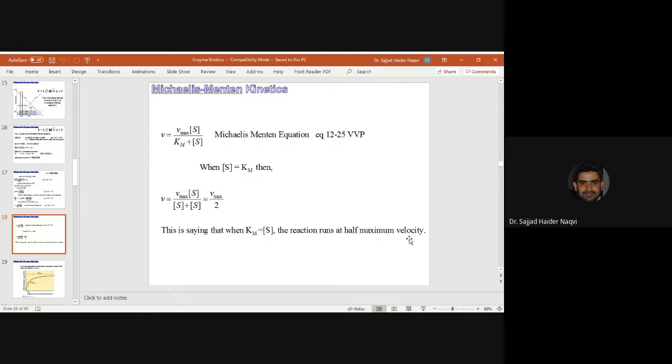And theoretically, I have already told you that Km is that substrate concentration at which half of the maximum velocity is achieved. And this mathematical expression is going to show that when S is equal to Km, we substitute the S in place of Km, and we get this equation. Now the velocity is half of the Vmax at that concentration when S is equal to Km.